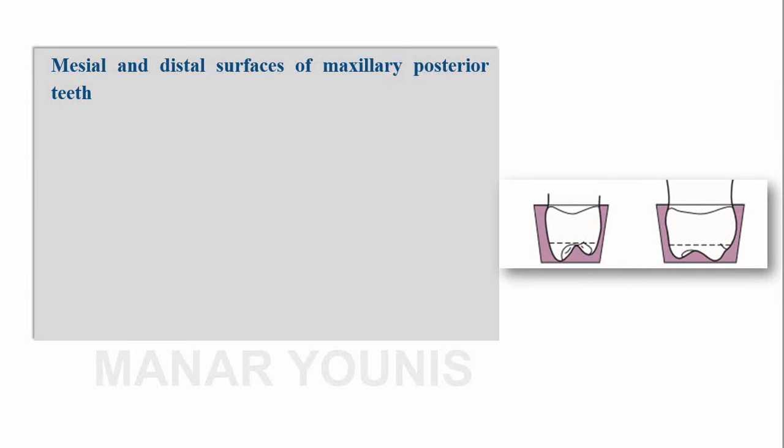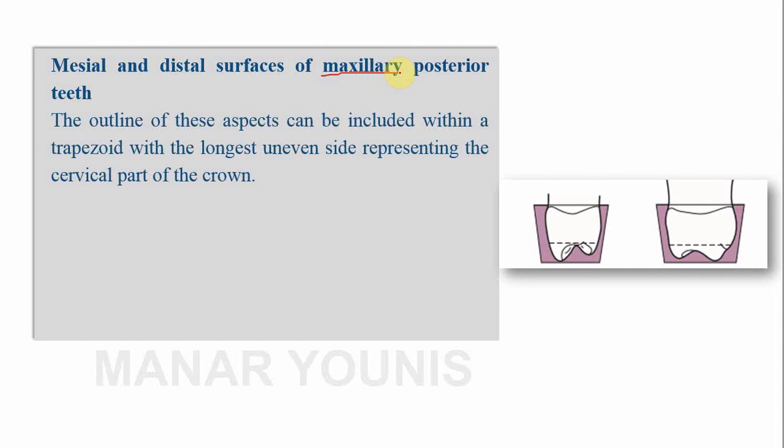What is the geometric shape of the mesial and distal surfaces for the maxillary posterior teeth? Usually these surfaces, or the outline of these aspects, can be included within a trapezoid, but the trapezoid here is inverted, in that the longest of the uneven or parallel sides is toward the cervix and the shortest is toward the occlusal plane. This will bring the cusps of the posterior teeth within the confines of the root.